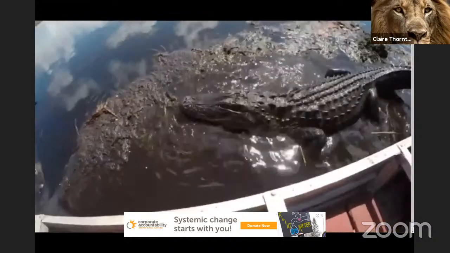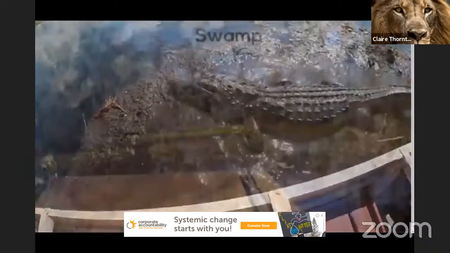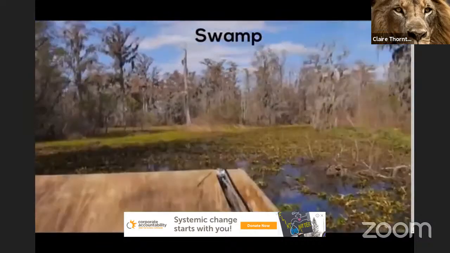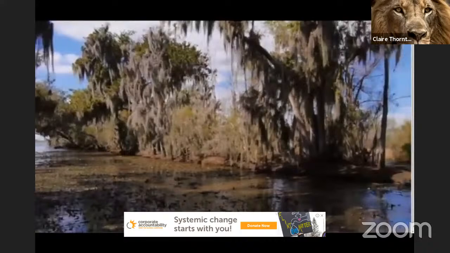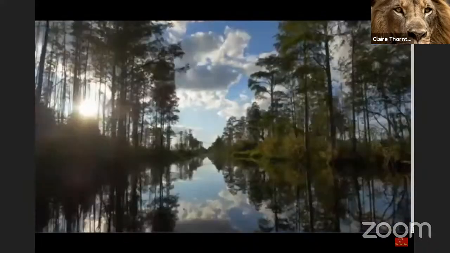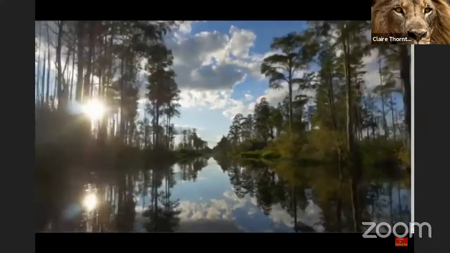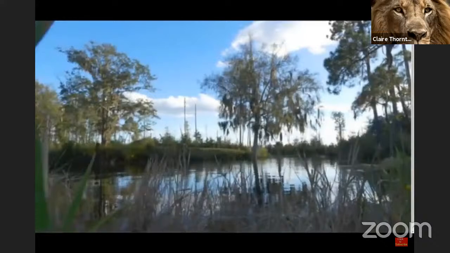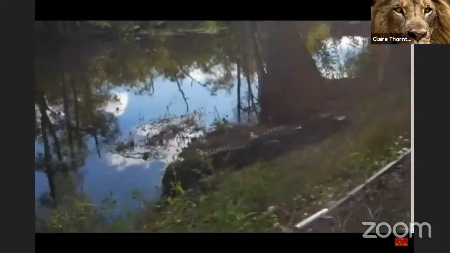Swamps, on the other hand, are similar to marshes, but contain plants and trees. Let's take a trip to a swamp. The Okefenokee Swamp in the United States, which falls on the Georgia-Florida border, is over 430 square miles. Let's take a look.